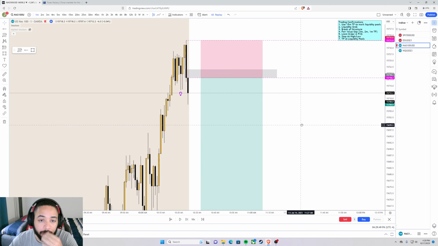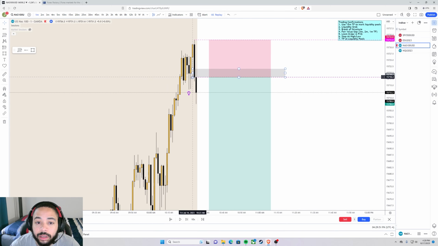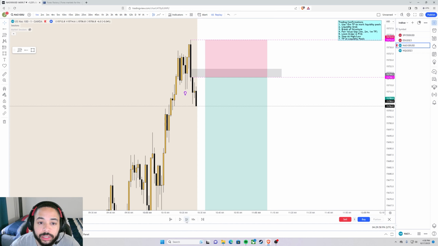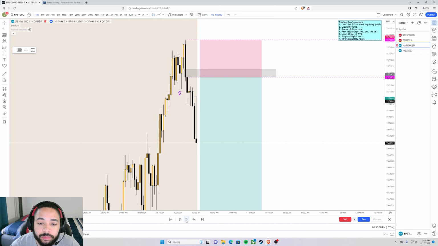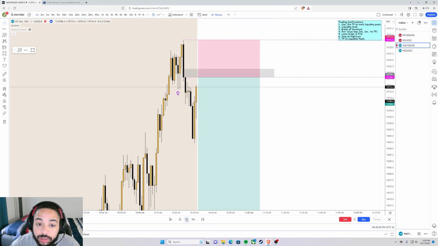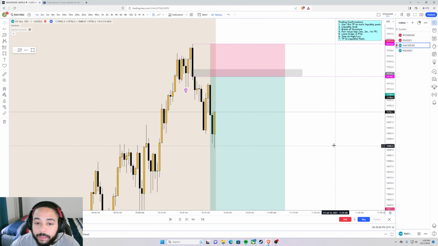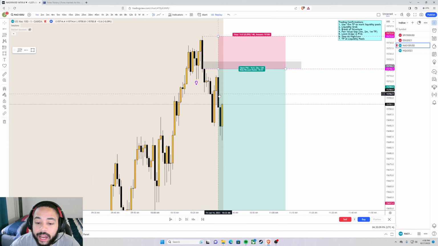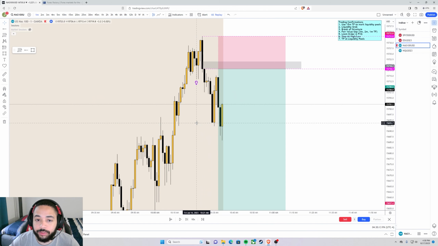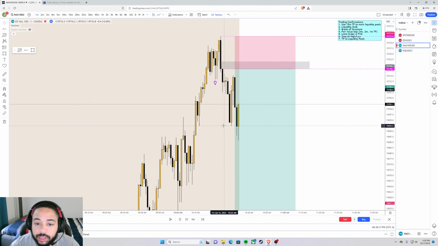So on this day, I had my sell limit set. It was ready at this level, stop loss above the high, and take profit at the sell side liquidity. But unfortunately, as we go on, we see that price comes close to the entry, but never actually activates the entry. For me, I only trade from 9:30 to 11 a.m. Eastern, New York time.